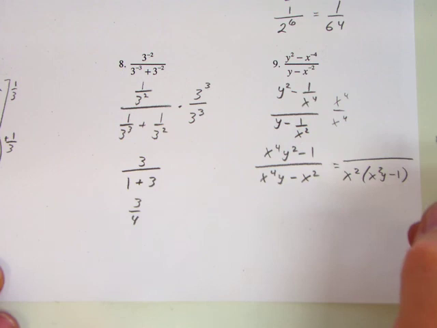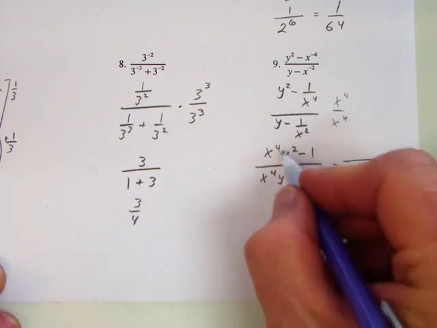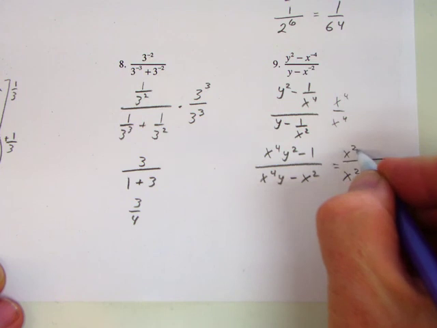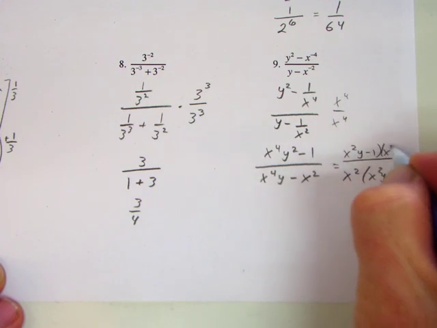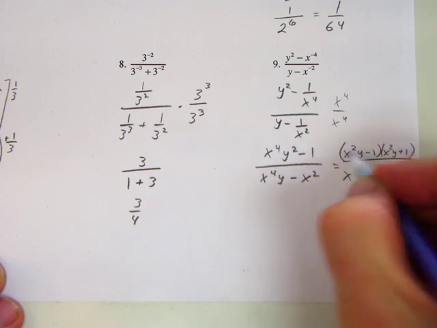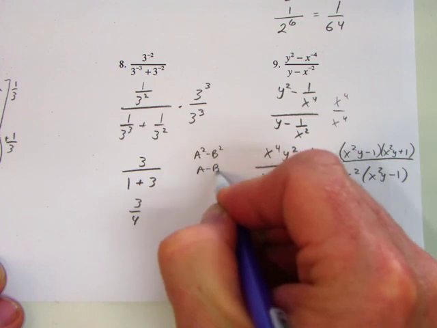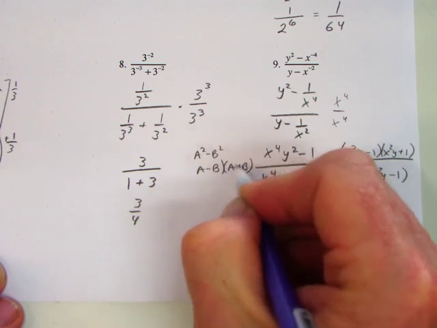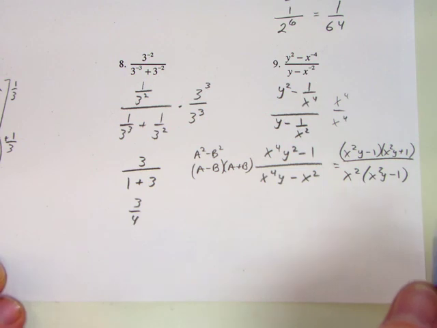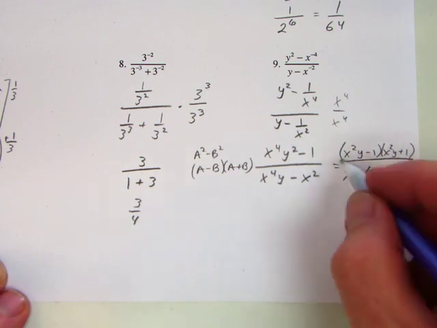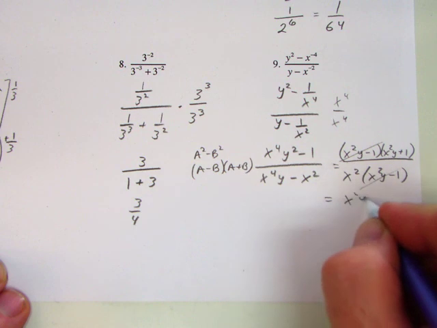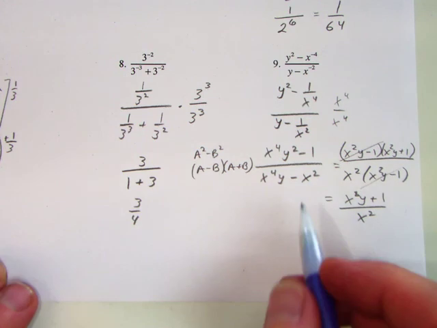The top, what you have to recognize is that this is a difference of squares. It's a little easier to see here, but I'll show it in the previous one as well. This is x squared y minus 1 times x squared y plus 1. Remember, we're using the rule a squared minus b squared equals a minus b times a plus b. That's factoring a difference of squares. So over here, we can reduce, and we're left with x squared y plus 1 divided by x squared. And you can leave that as your answer.